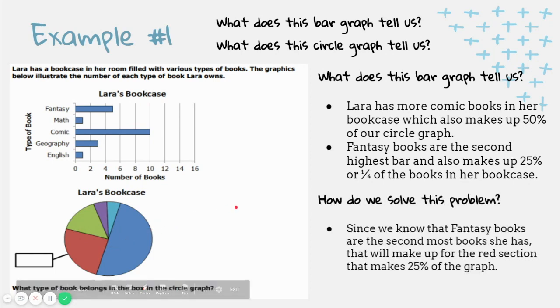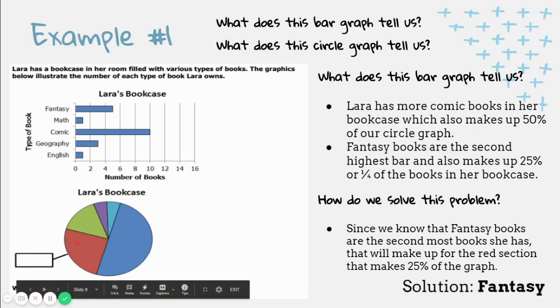So how are we going to solve this problem? Well, since we know that fantasy books are the second most books that she has, that will make up this red section. So our answer is fantasy.